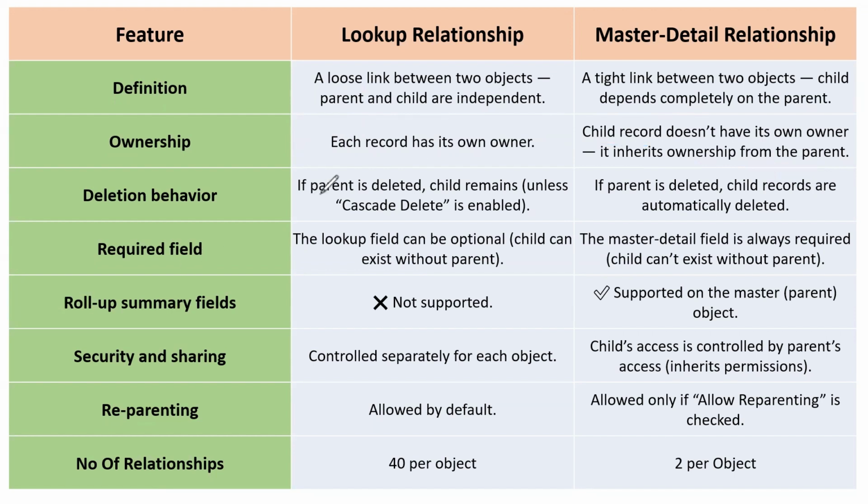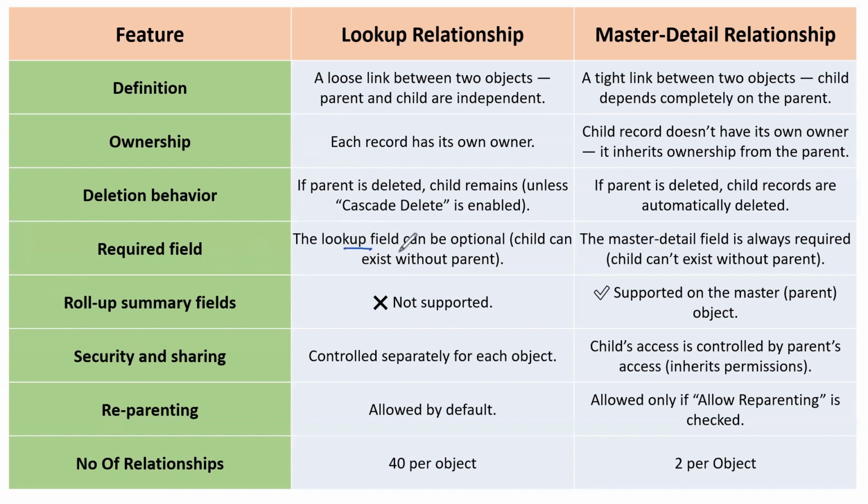In case of lookup relationship, there is no cascade delete. What does that mean? That if you delete the parent record, the related child records will not be deleted. The opposite is true for the master detail relationship, where there is cascade delete. If you delete the parent record or the master record, the related detail records or the child records will also get deleted.